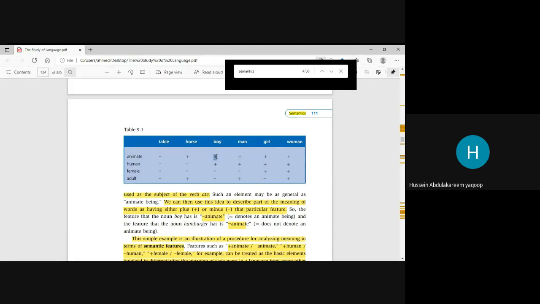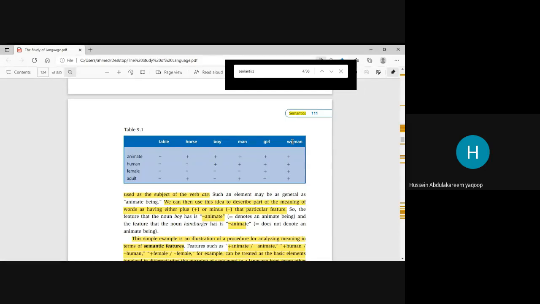Boy: a living being? Yes. Human? Yes. We see here two pluses. Female? No. Adult? No, this boy is still too young to be an adult. Man: animate, human, not female, but adult. Girl: animate, human, and female, but still young, so just like a boy, not adult. For woman, all pluses: living being, human, female, and adult. This is how we decide that a noun is proper to be used to fill a gap.